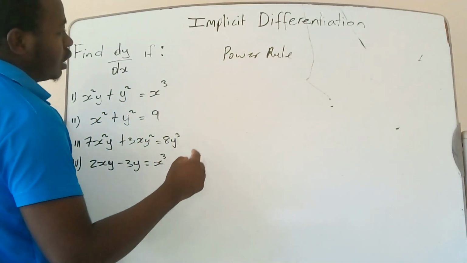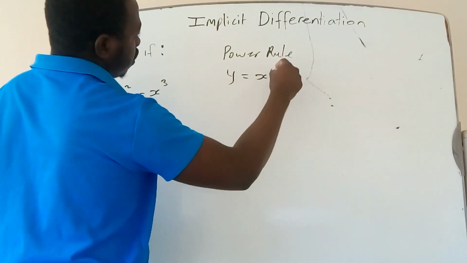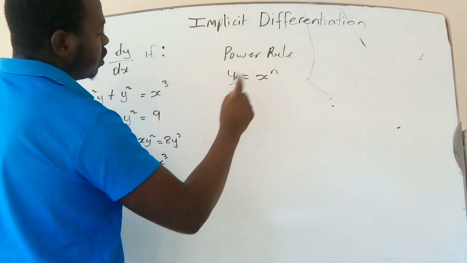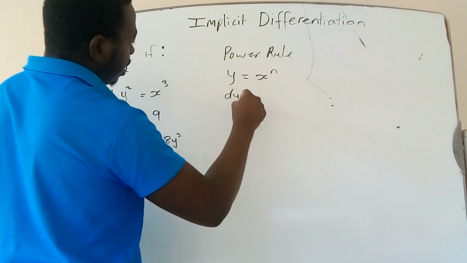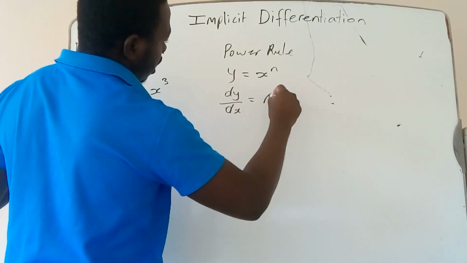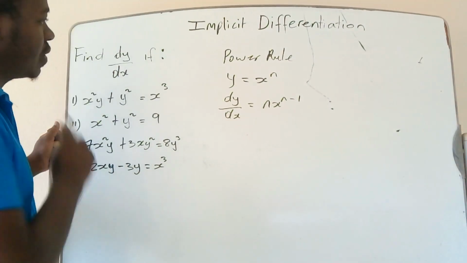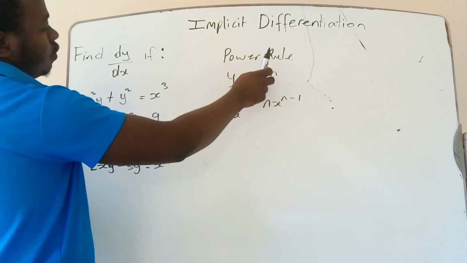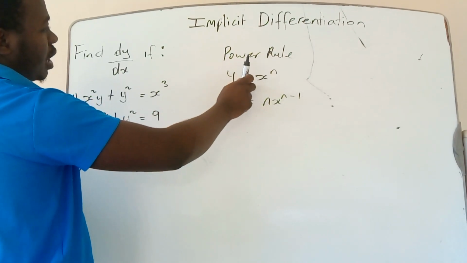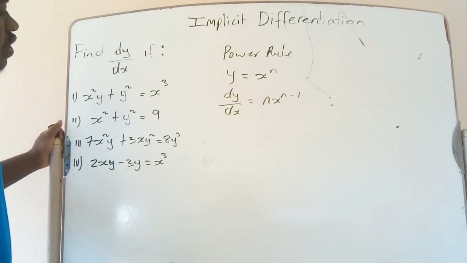Now, the power rule states that if you have a function y equal to x raised to some power n, and you are asked to differentiate this function with respect to x, then dy by dx is equal to n x to the n minus 1. What is this saying? This is saying that to differentiate a function of this form, you take the power, multiply by the coefficient of x, and subtract 1 from the power. And let me show you an example quickly.